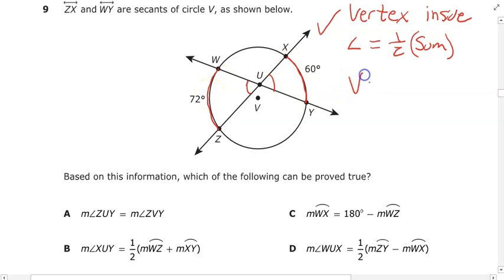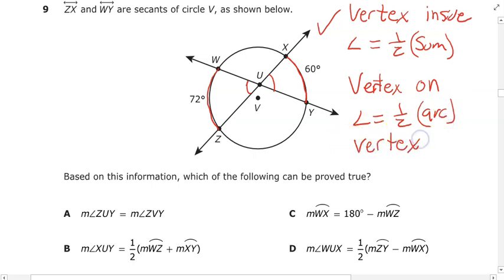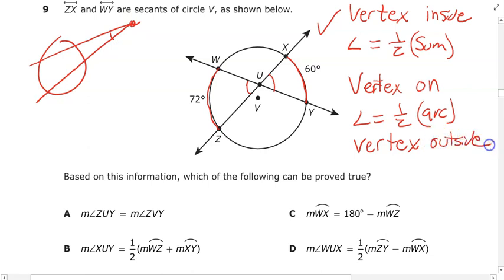If the vertex is on the circle, the angle just equals 1/2 of the one intercepted arc. And if it's outside, so if you had something like this over here, an angle where the vertex was outside, the angle would equal 1/2 of the difference of the two arcs. You'd have to subtract the big arc minus the small arc, and then divide by 2 to get that angle.